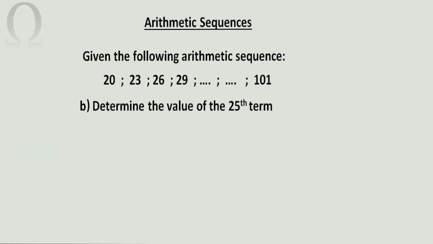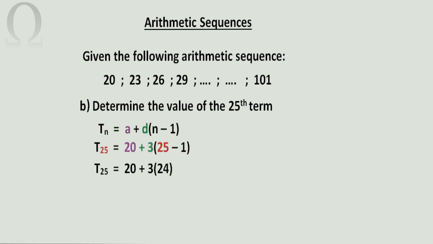To determine the value of the 25th term, substitute the values a, d, and n, which is 25, into the general formula for the nth term. The value of the 25th term is therefore 92.